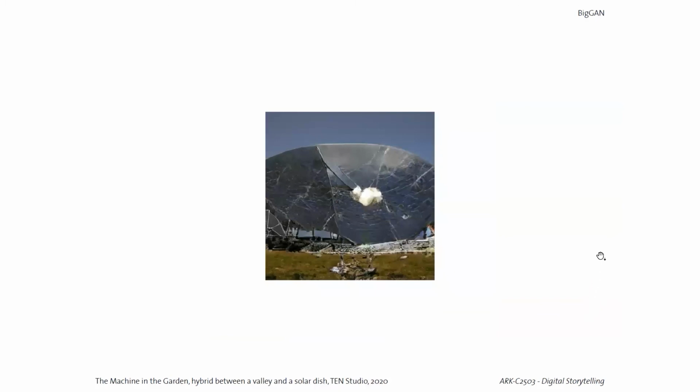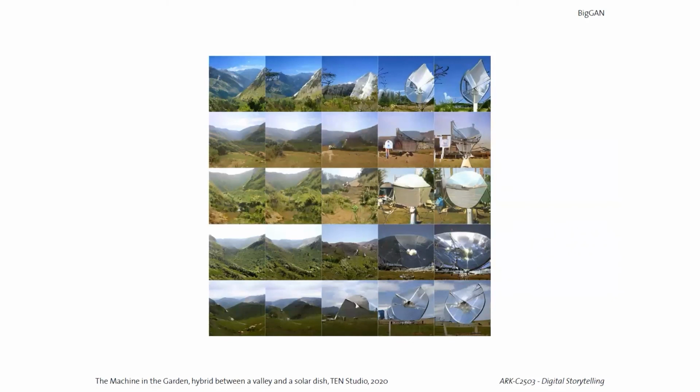This is a hybrid between the valley and the solar dish. So you can see a little bit something weird. It's kind of a shiny mountain, shiny valley. It's kind of a cloud here. And many of these networks today work really well on human faces, to generate faces, because of course that's also where maybe the commercial applications lie.